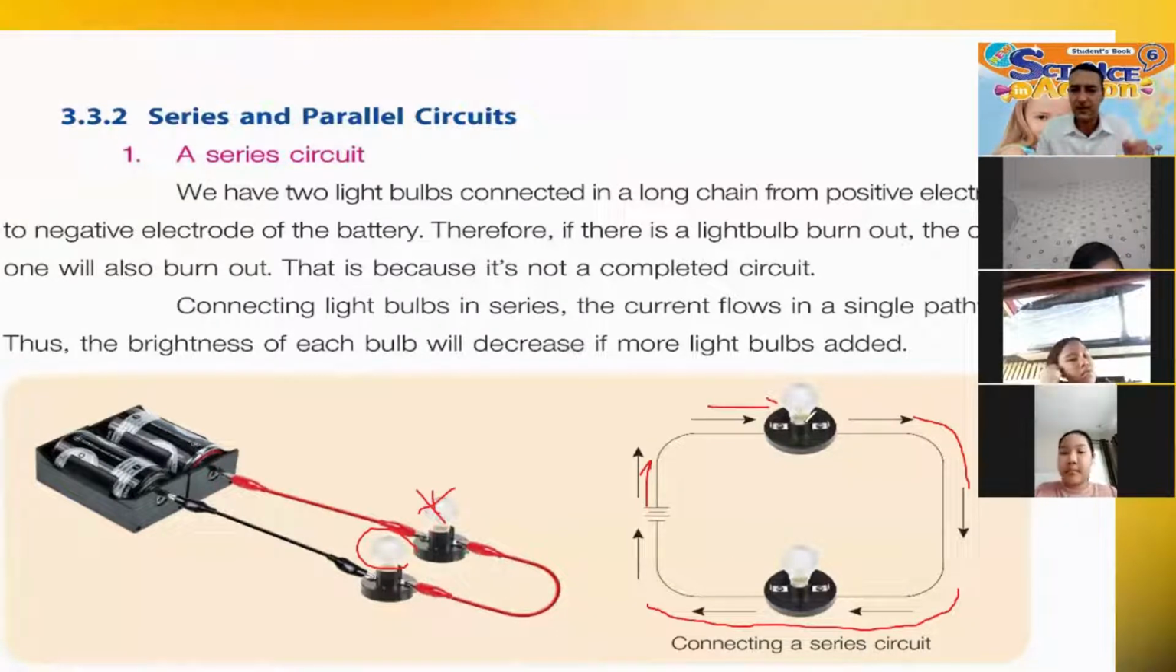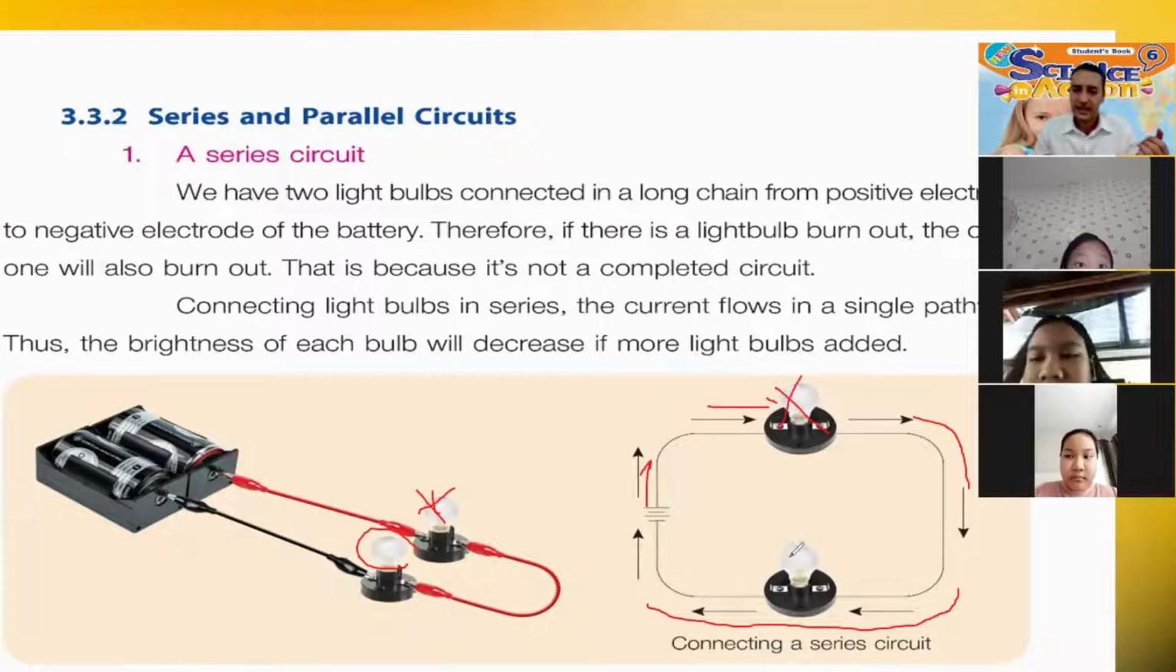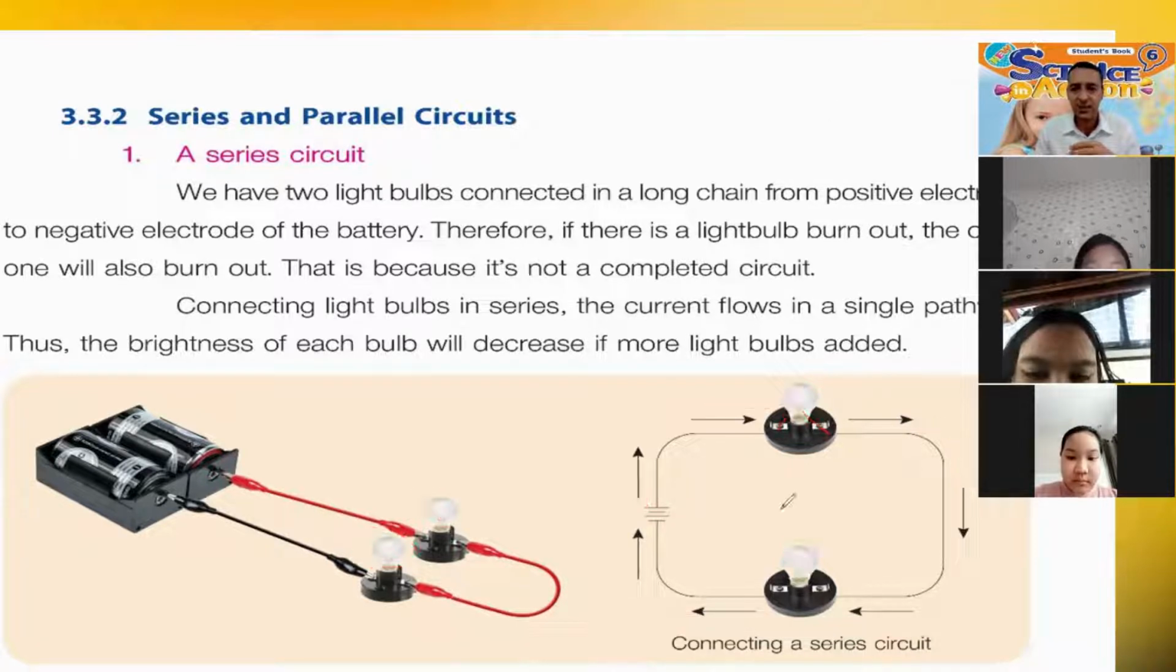So for example, if one bulb burns out, automatically the other bulb will also go out. Why? Because this is not a complete circuit, right? So the current flows in a single pathway. Because of that, the brightness of each bulb will decrease if more bulbs are added. So as this is a single pathway, the number one understanding is that if one bulb burns out, the other will also go out.